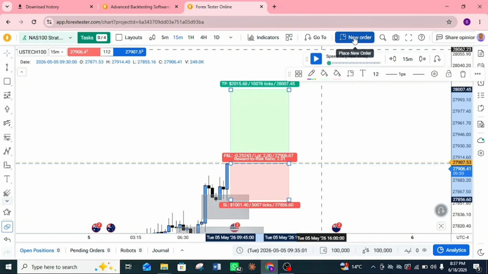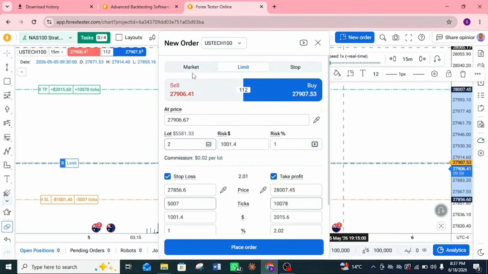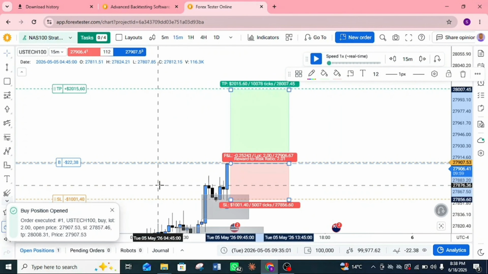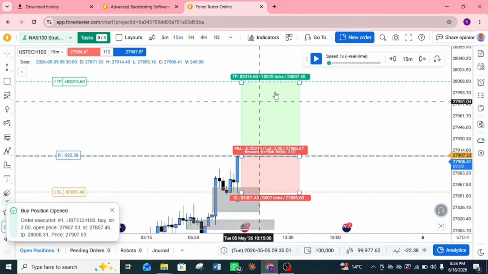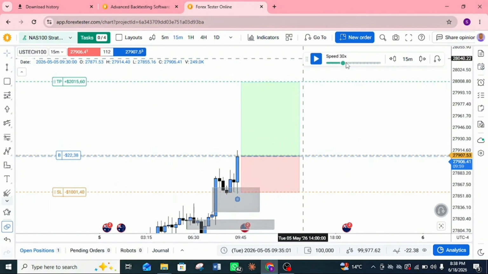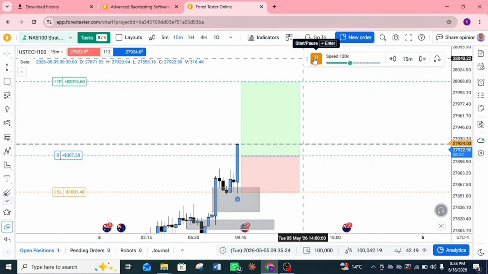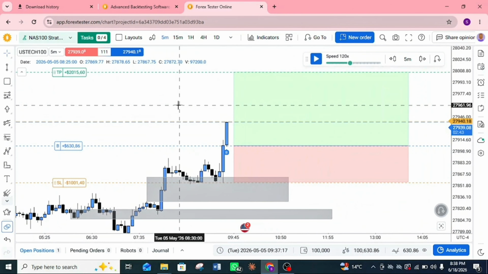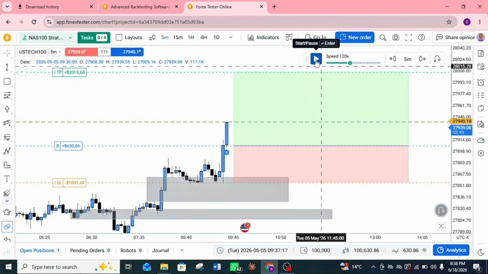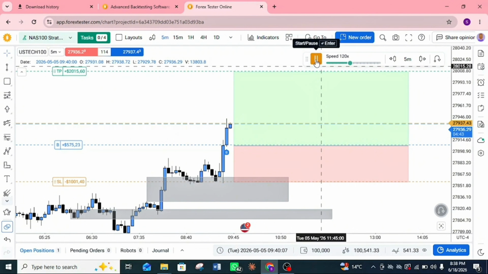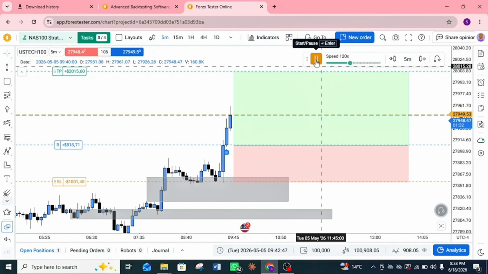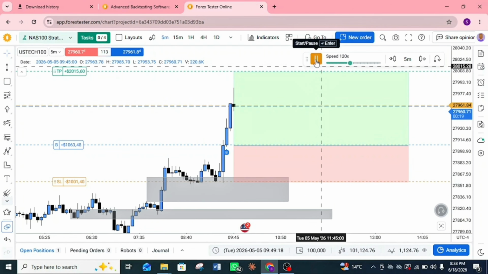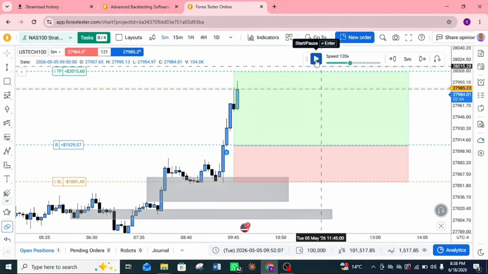And I go to new order, market, place order. Okay, we're in our first trade here. So let's see how it goes. Let me increase the speed. Oh, we have to be on the 5. Okay, be on the 5. Okay, nice. It's nice movement.